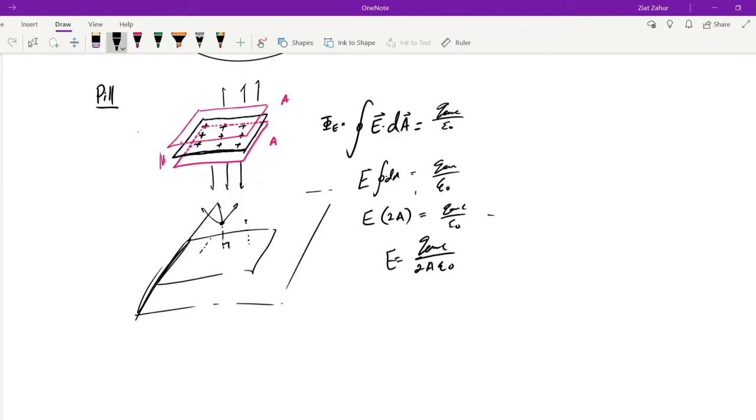So what we do is we rewrite it. We have Q, which is charge, divided by area. Charge per area is charge density, surface charge density. And so that is eta over 2 epsilon naught.